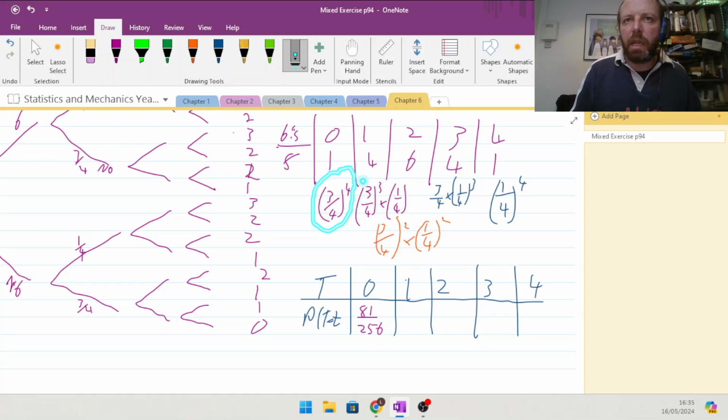Okay, then we have 3 quarters to the power 3 times a quarter times 4. That gives me 27 over 64, which I'm going to multiply by 4 just to leave it all in 256s. Excellent. 27 times 4 is 108.